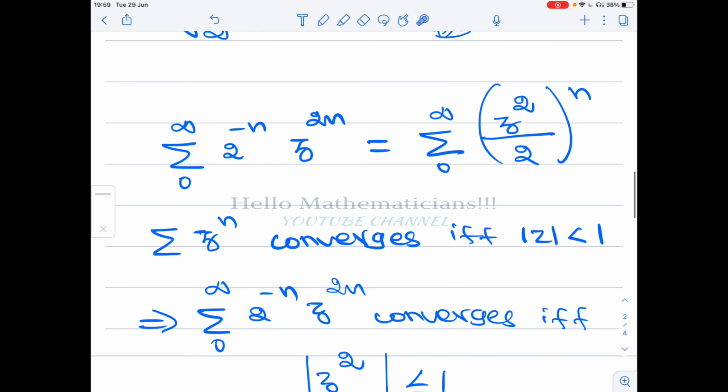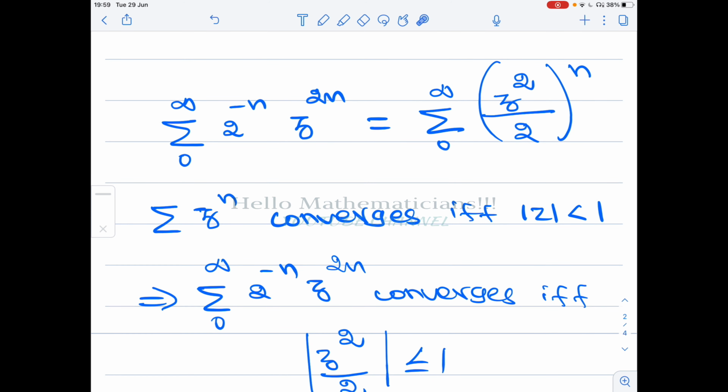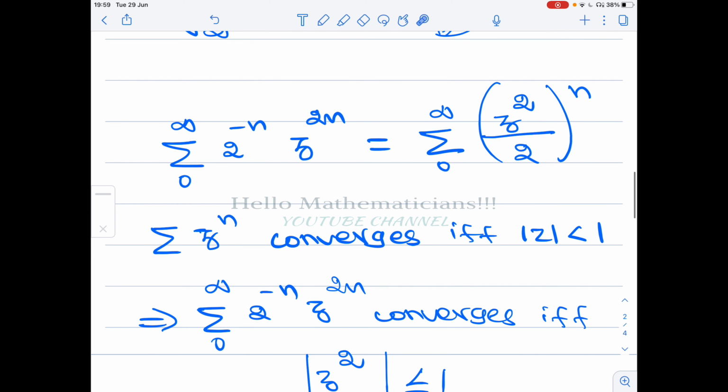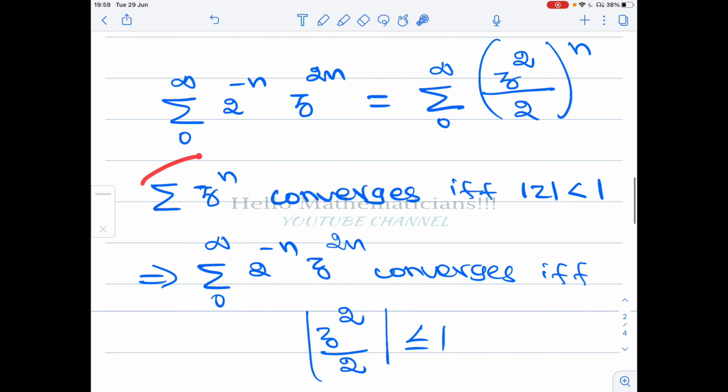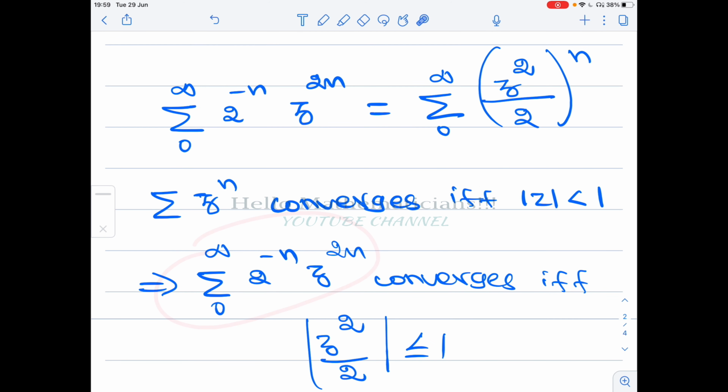So this given power series can be written like this: summation 0 to infinity (z square by 2) whole power n. Okay, so (z square by 2) whole power n. Okay, now this is like a geometric series. So we know that this geometric series, summation z power n, converges if and only if modulus of z is less than 1.